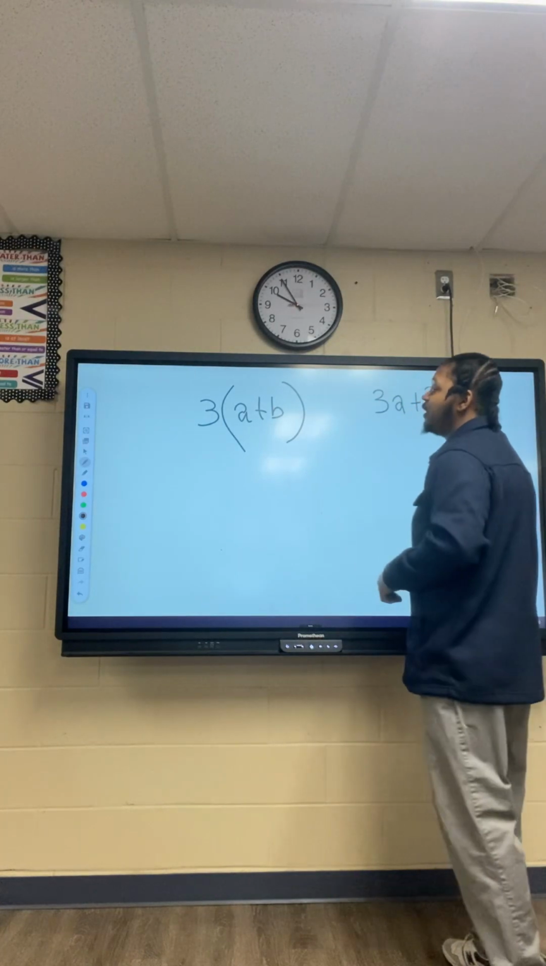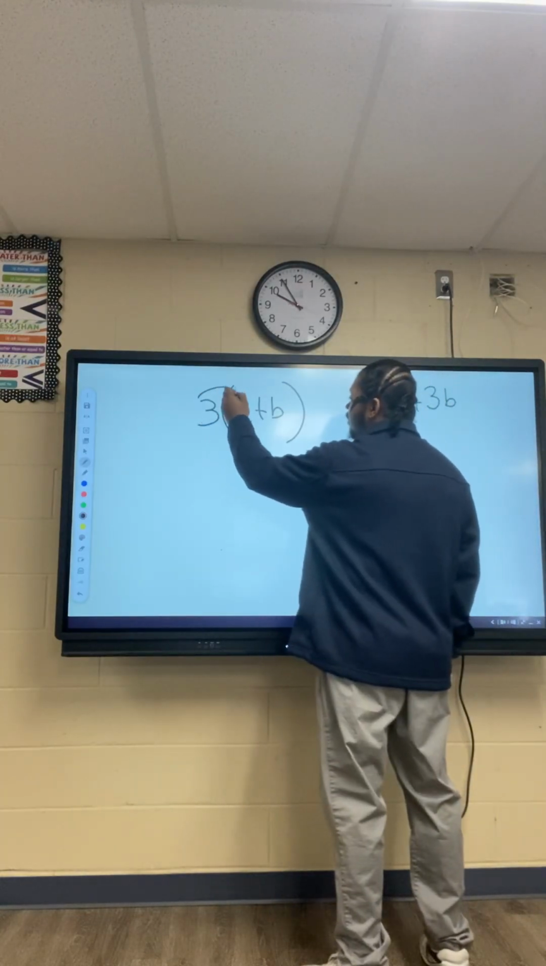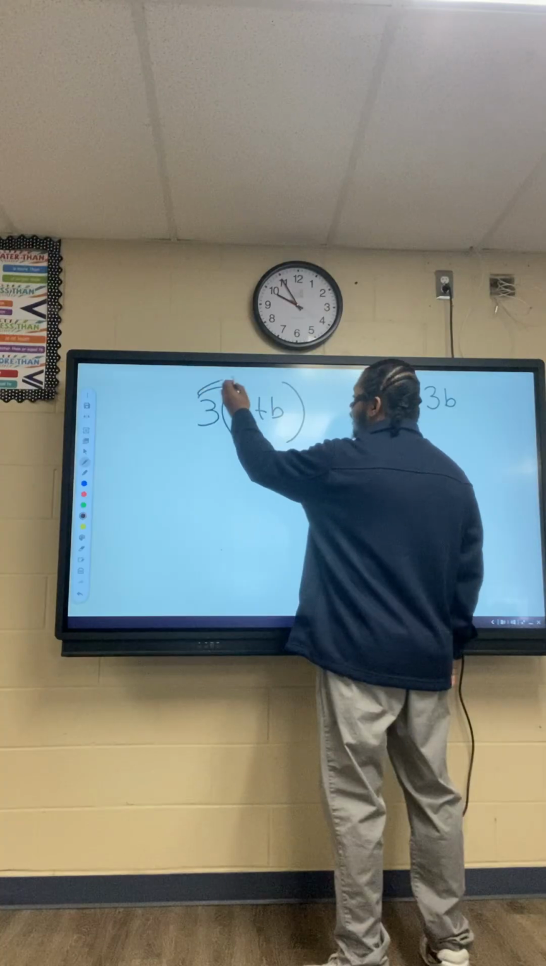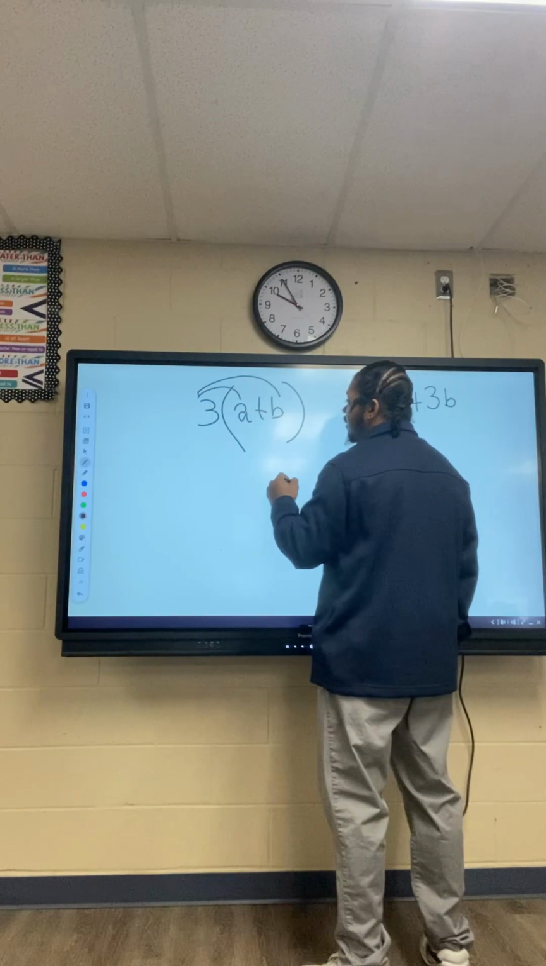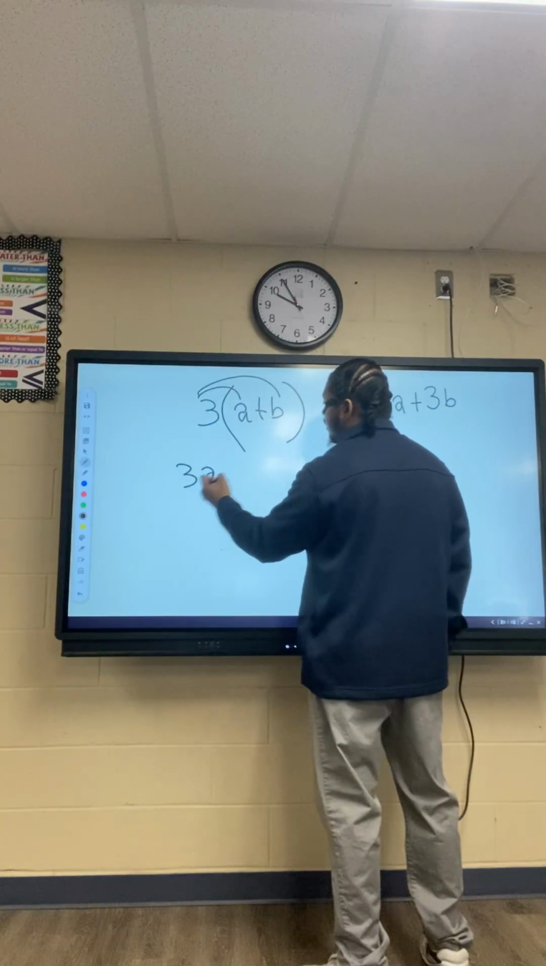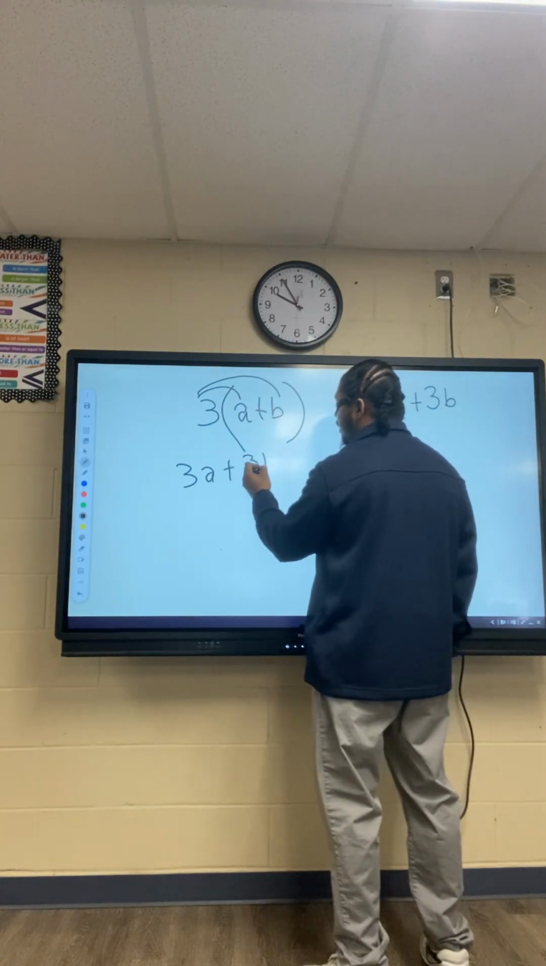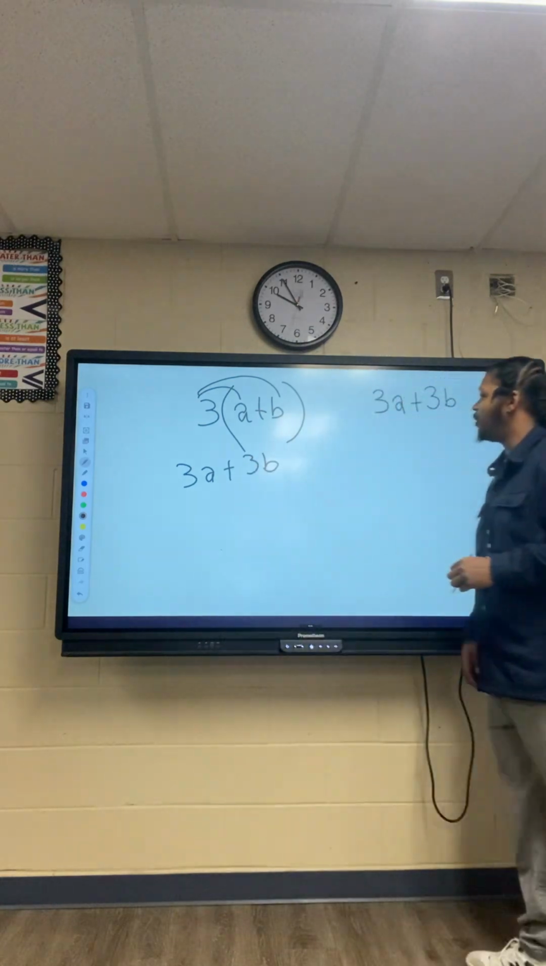So if we're using the distributive property, then that means that we're saying we're multiplying 3 by A and 3 by B and adding it together. So what's 3 times A? It's 3A. We keep our sign. What's 3 times B? It's 3B. All right, so do you see that here?